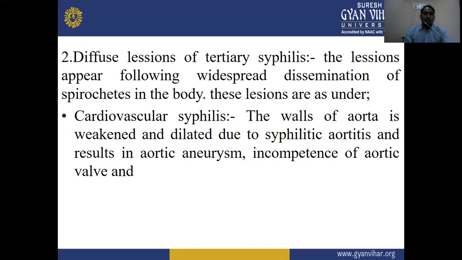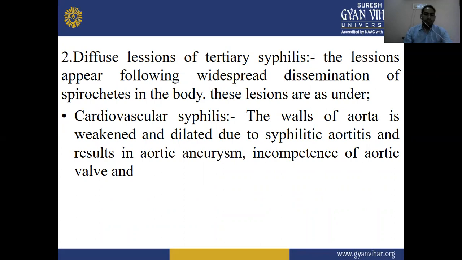And cardiovascular syphilis. What is cardiovascular syphilis? The wall of the aorta is weakened and dilated due to syphilitic aortitis and results in aortic aneurysm and incompetence of the aortic valve. An aneurysm is a bulging and weakened area in an artery, and incompetence is the lack of the ability to do something well.